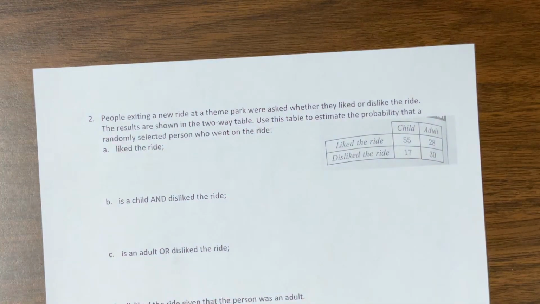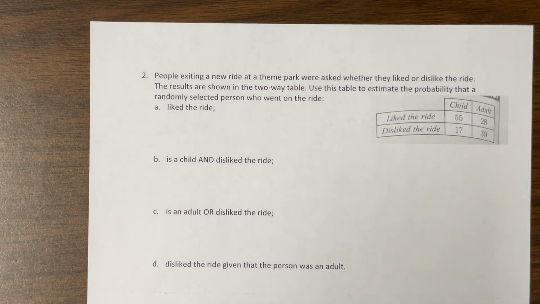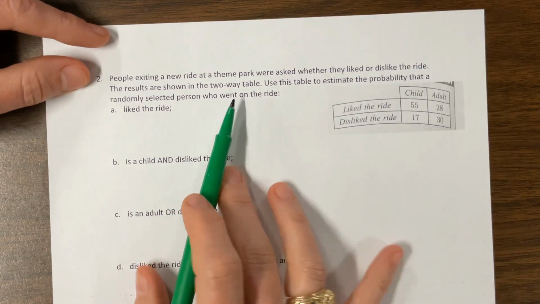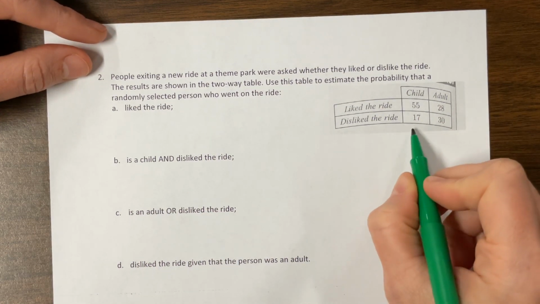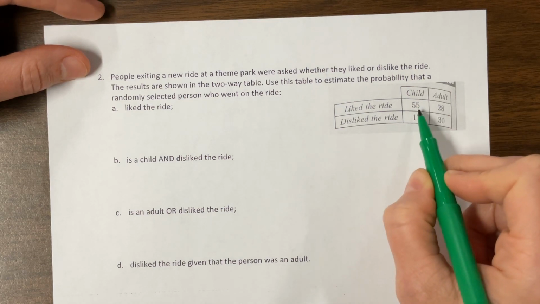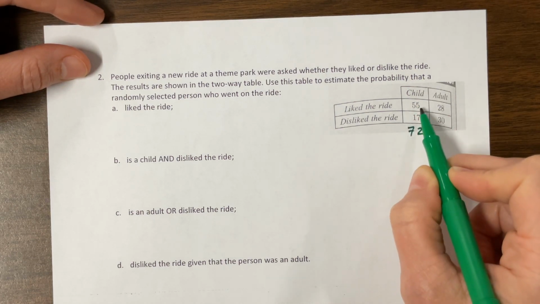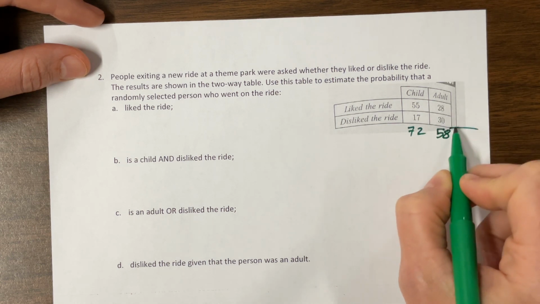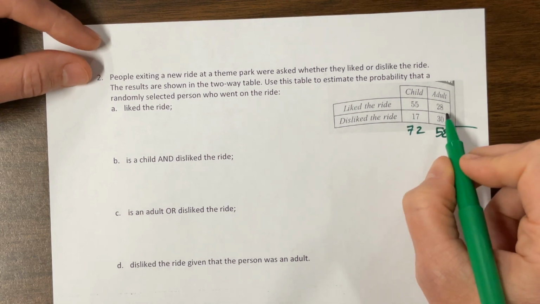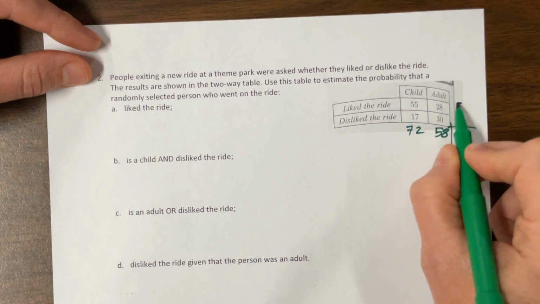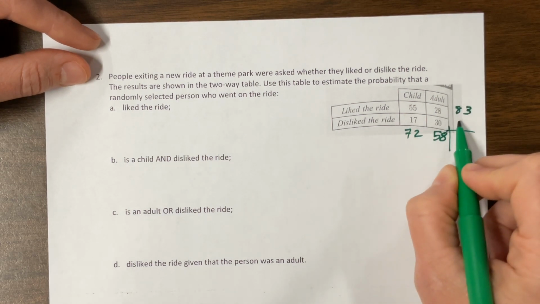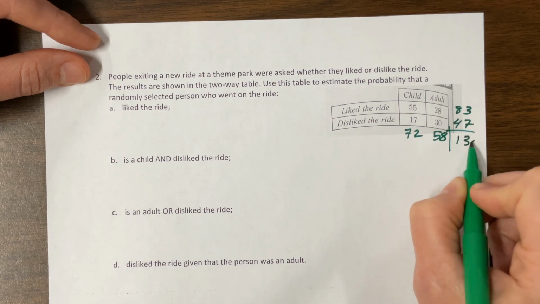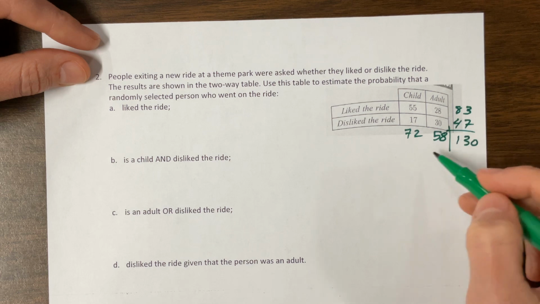Okay, now it says people exiting a new ride at a theme park were asked whether they liked or disliked the ride. The results are shown in this table. I found it helpful to figure out some totals here. The total number of children was 72, since 62 plus 10 more is 72. The total number of adults was 58. Then the total number who liked the ride, that'd be 85, but it's 2 less than that, 83. Disliked the ride, this becomes 47. Add that together, 90 plus 40 is 130. And that works here also, 60, yes, 130.